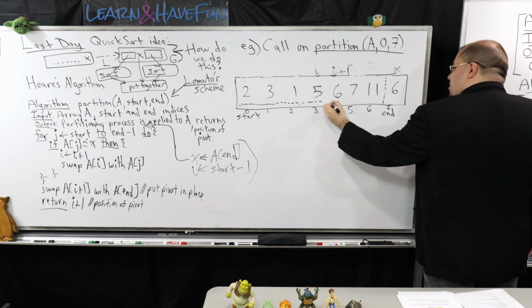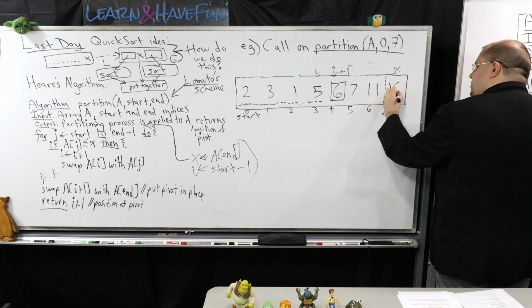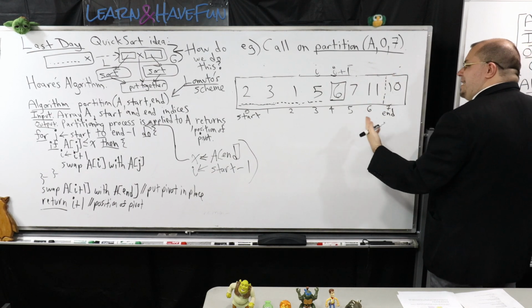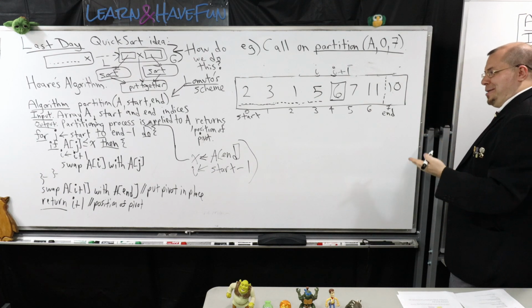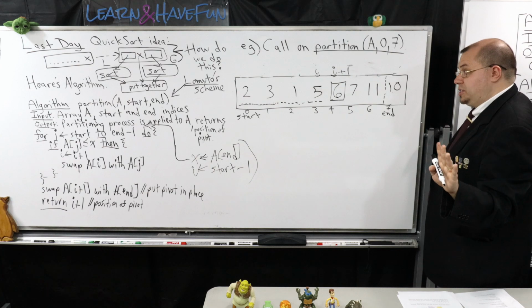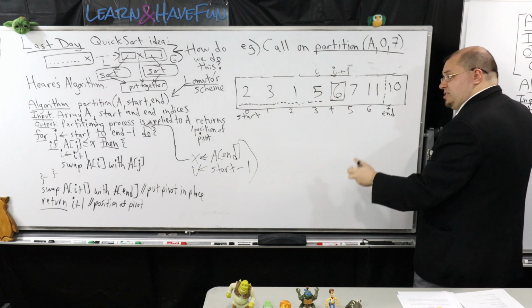So I have 6 going to go right here. And I'm going to put 10 right here, because I'm just going to swap those two. This is not the pivot anymore, right? So now notice here, that is actually all I do with this partition subroutine, and I'll just return this position, I plus 1.